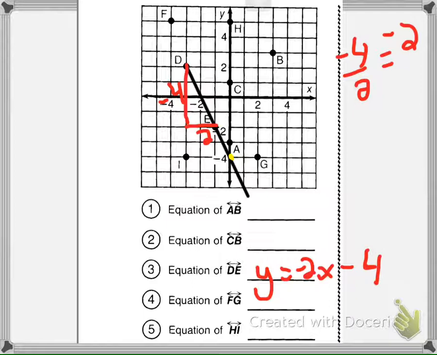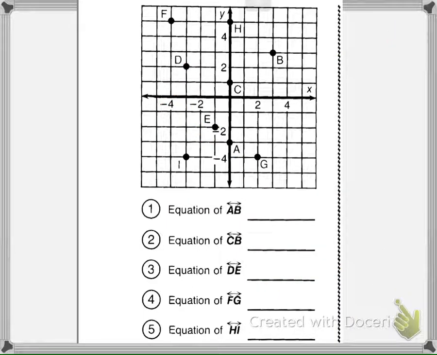Okay, number 4. Use your ruler. Okay, FG. Just start at G, all the way up through F. Don't hesitate to extend it. Slope triangle. You should be hopefully just checking now. You shouldn't be copying because you know how to do this.